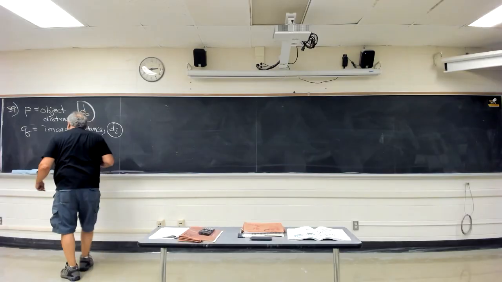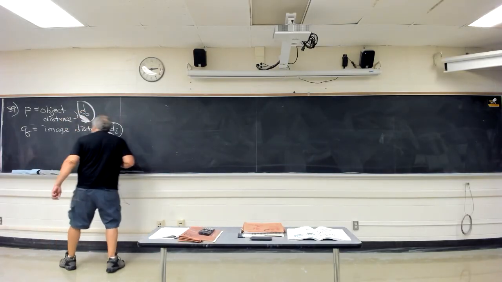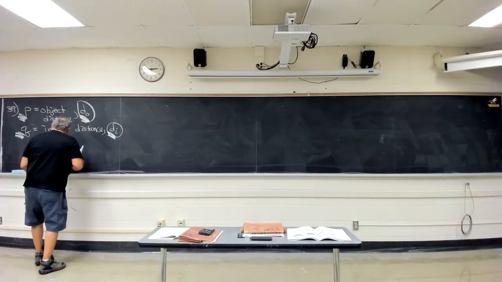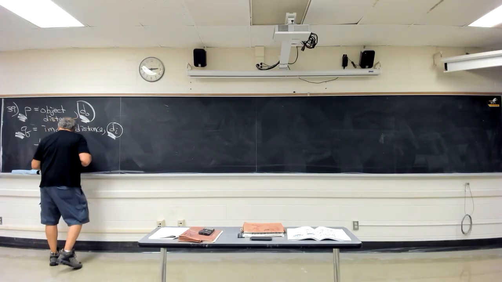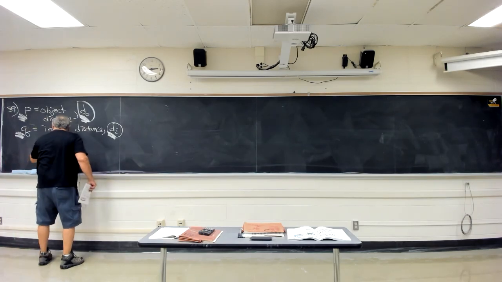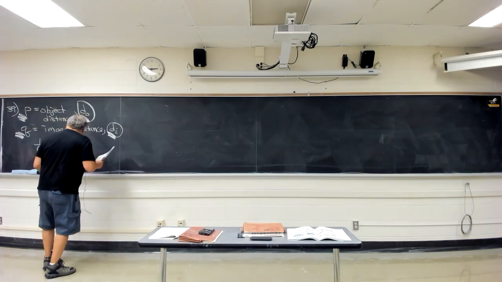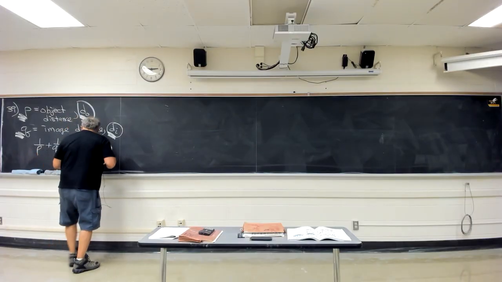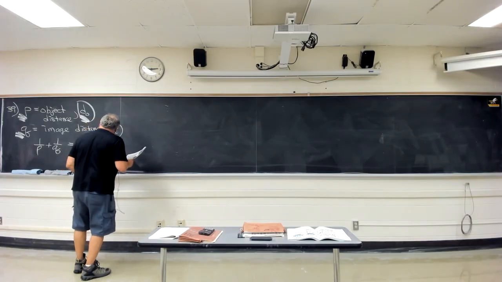Let's use P, but like I said, you could use either one: this for object, this for image. You also see it in books written like this: 1 over P plus 1 over Q equals 1 over F. What does that mean?